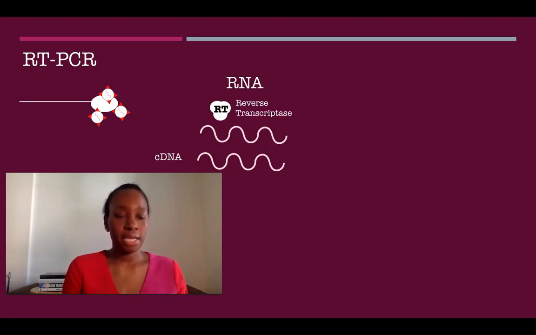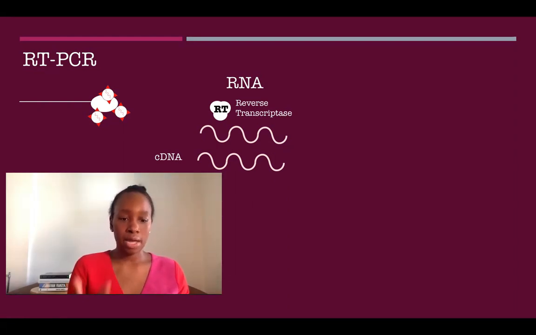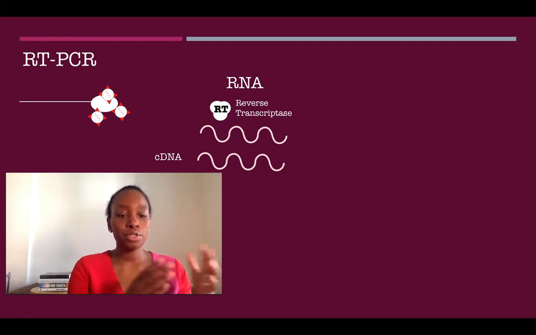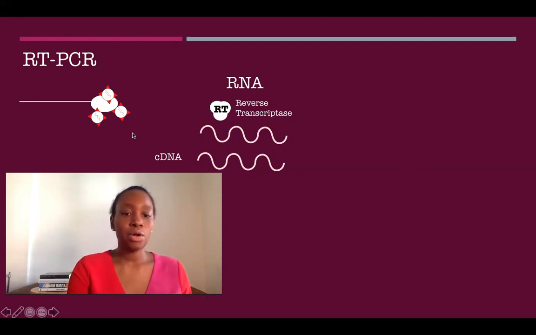Once the sample is obtained, it then undergoes a reverse transcription process. So as we talked about before, DNA can be transcribed into RNA, and that RNA can then be translated into proteins. But RNA can also be reverse transcribed back into DNA. And that DNA is then called cDNA, or complementary DNA. And in order to do this, we need a special enzyme called a reverse transcriptase, whose specific function it is to turn RNA into DNA.